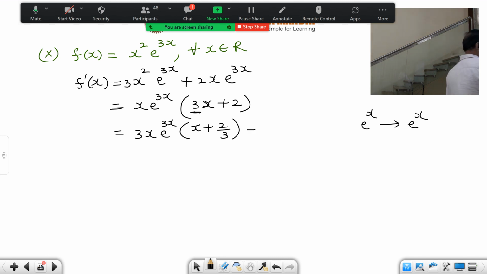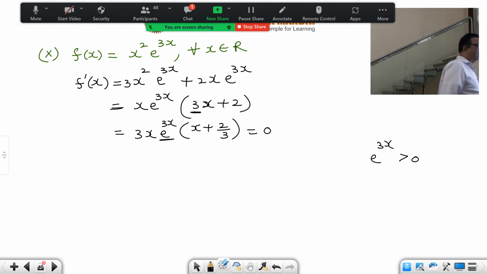So let us equate it to 0. See, the exponential function e power 3x is always positive. It is never negative, never 0. Any exponential function, 2 power x or 3 power x or 5 power x is always positive. So if you equate it to 0, you will get only two values. What are the two values? x is equal to minus 2 by 3 and another one is 0.